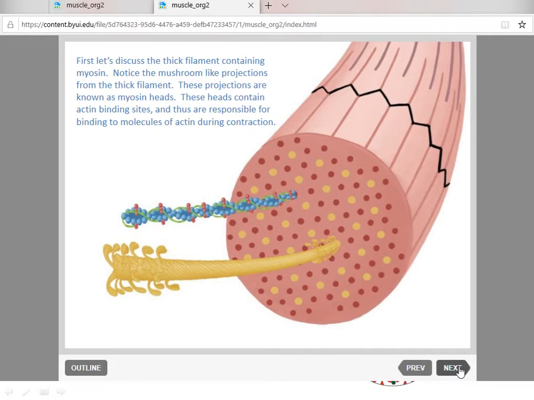The thick filament contains myosin, and the projections are known as the myosin heads. These heads contain active binding sites and thus are responsible for binding molecules of actin during the contraction. See, these are the thick filament, myosin. They contain the head and the tail.